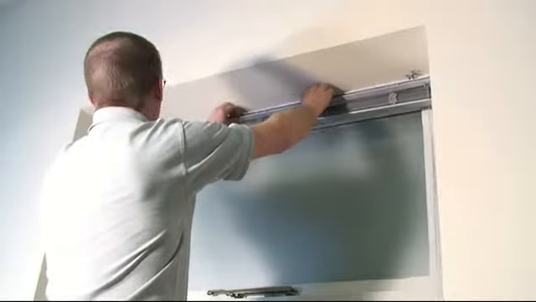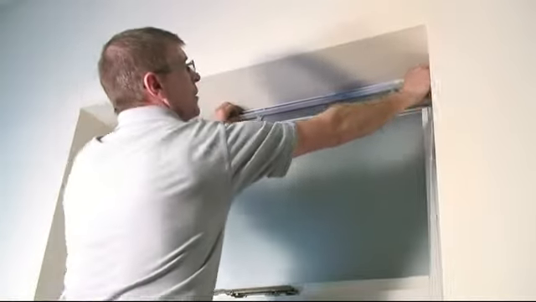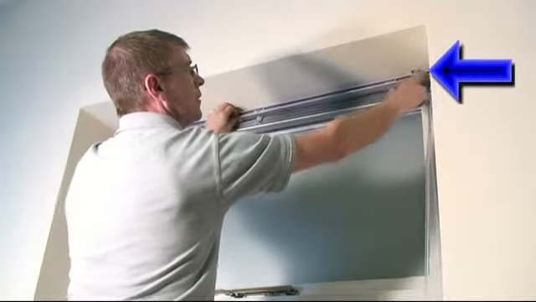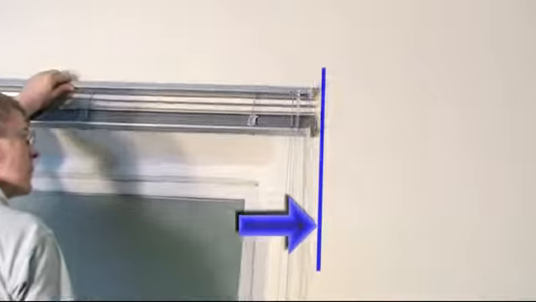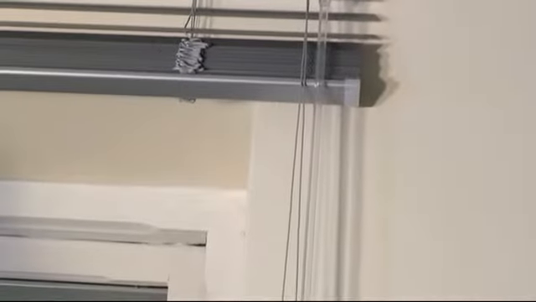The first thing you need to do is decide whether you want your Venetian blinds inside the window recess or whether you want your blinds on the outside of the window to cover the recess entirely.